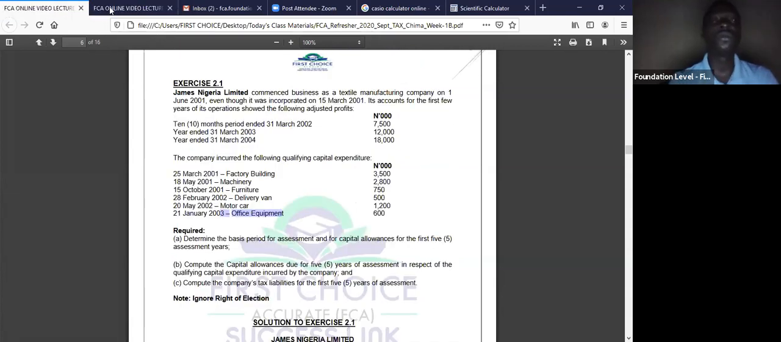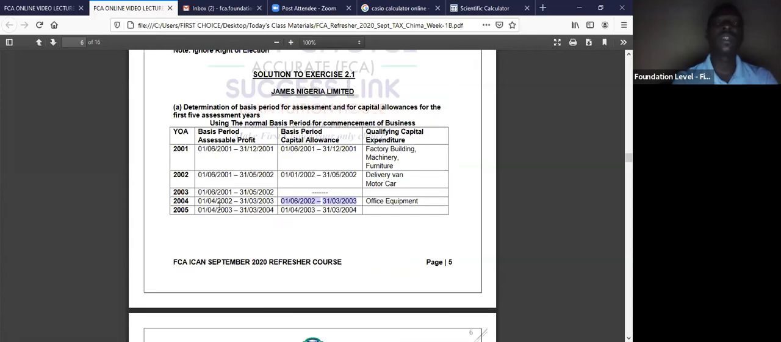So that is how you do your basis period for profit. That is how you do it. Do your capital allowance. Then you bring the qualifying expenditure. Just like this. This is the table I want you to use in the exam.